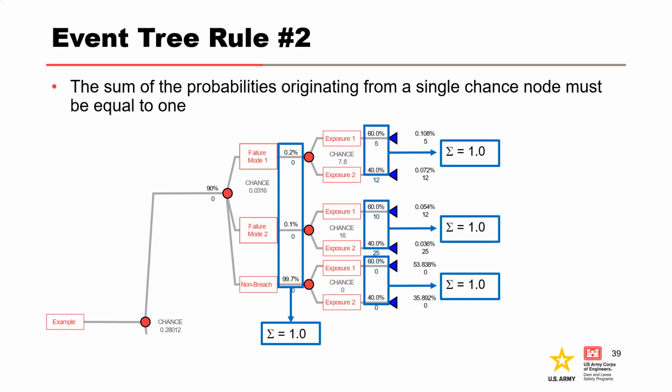Here, the sum of the probabilities from these 3 branches must sum to 1, and each set of branches emanating from each of these 3 chance nodes must also equal 1. Events must be mutually exclusive so they can be summed, and because they must sum to 1, they must also be collectively exhaustive.